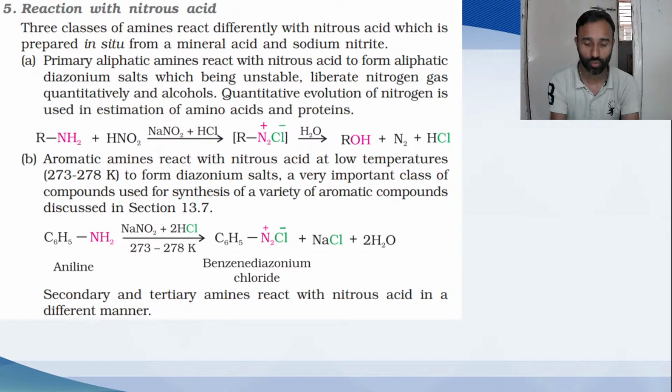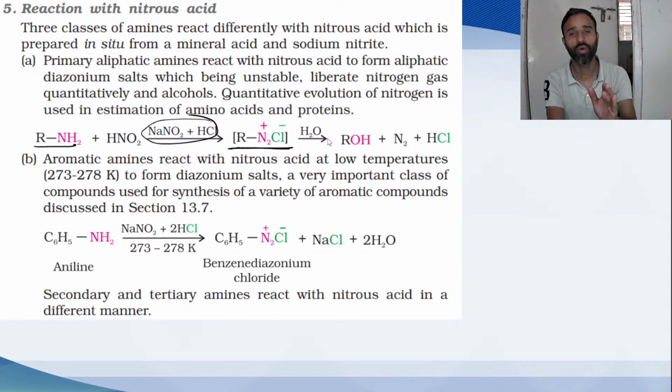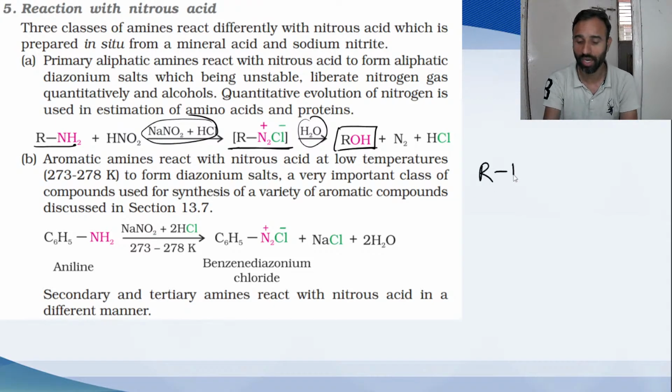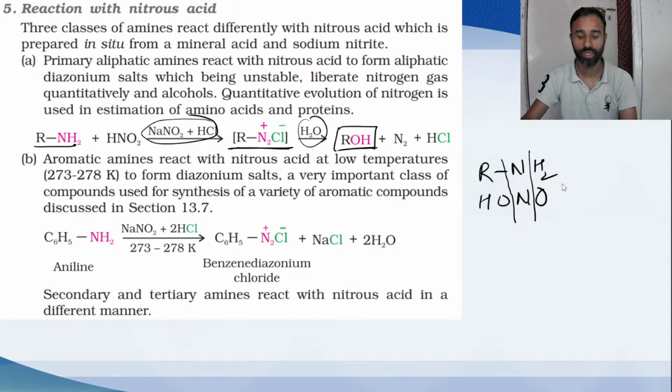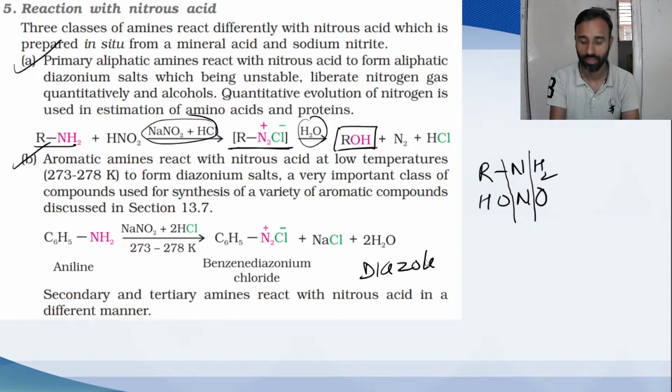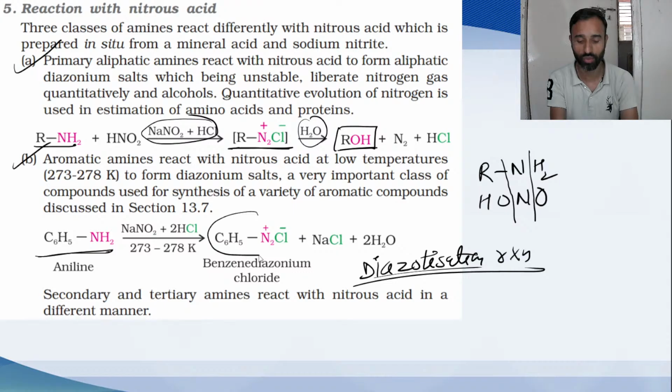Reaction with nitrous acid. With NaNO2 and HCl, primary amine gives first a diazonium salt, but it is highly unstable. The diazonium salt of an aliphatic amine is highly unstable, and it reacts with water to give alcohol as the main product. It is like this: RNH2 plus HONO gives ROH, N2 and H2O. But with aromatic primary amine, this is called the diazotization reaction. In the diazotization reaction, aromatic primary amine gives a diazonium salt, which is stable at 273 to 278 Kelvin temperature, along with NaCl and water.